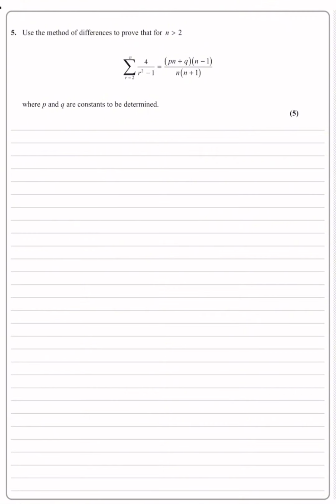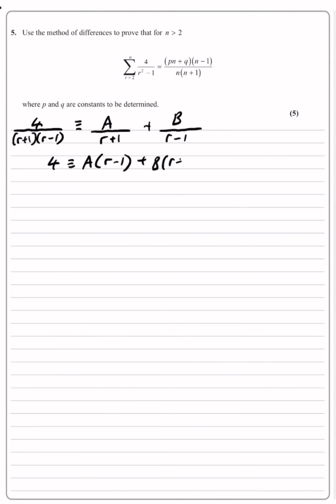On to question 5, the method of differences question. So the first thing I'm going to do is split up the fraction into partial fractions. Factorize the denominator, difference of 2 squares. We're going to get A over r plus 1 plus B over r minus 1. Multiply both sides by r plus 1, r minus 1. We'll get 4 is equivalent to A times r minus 1 plus B times r plus 1.